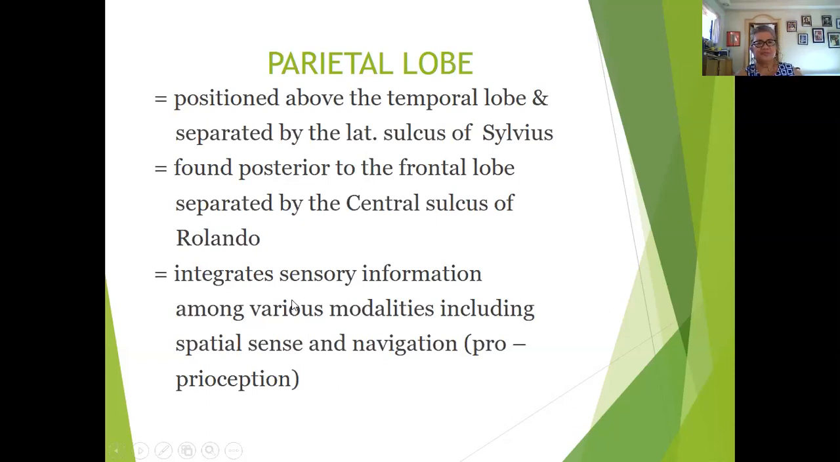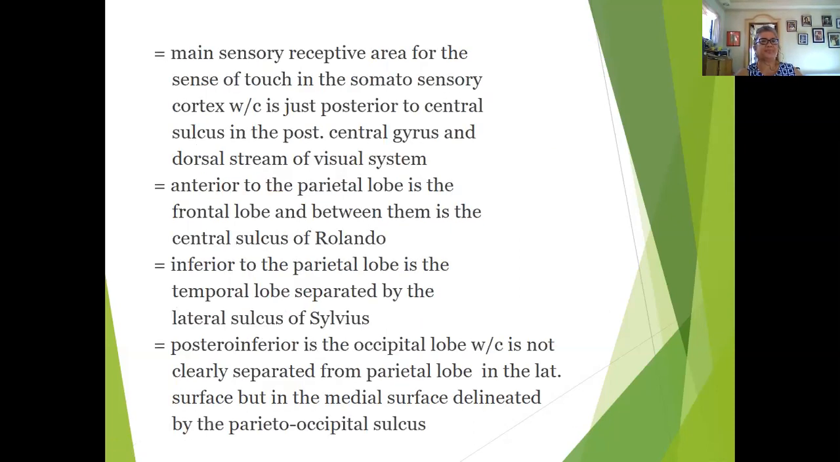Now, the function of your parietal lobe is to integrate sensory information among various modalities, including spatial sense and navigation, or what you call proprioception. The main sensory receptive area for the sense of touch is the somatosensory cortex, which is just posterior to the central sulcus in the postcentral gyrus, and the dorsal stream of the visual system.